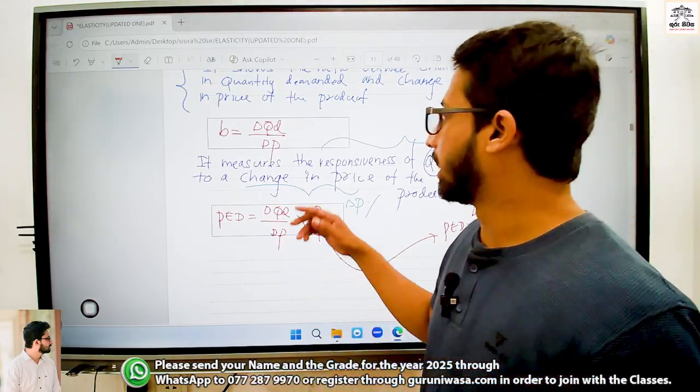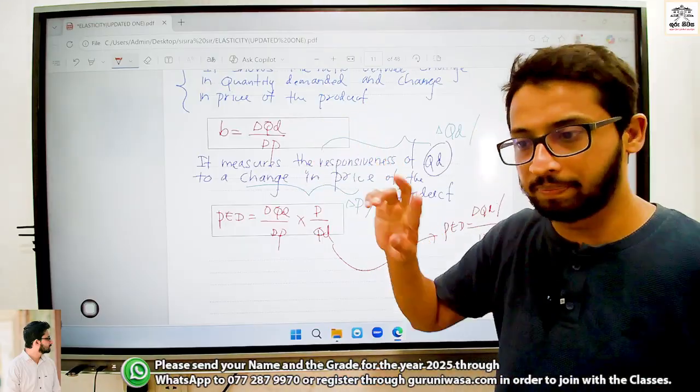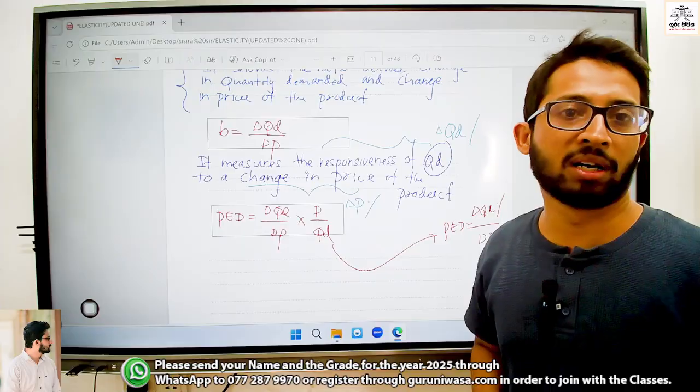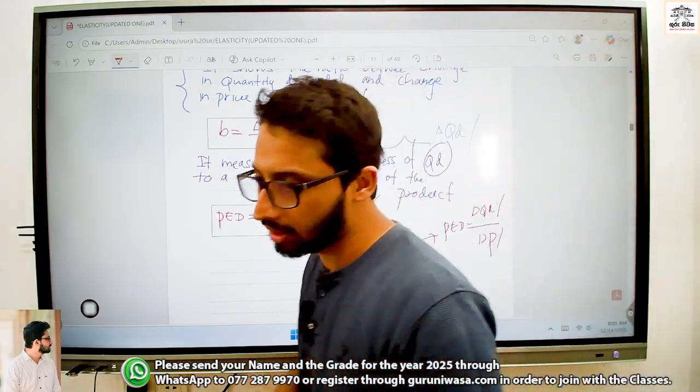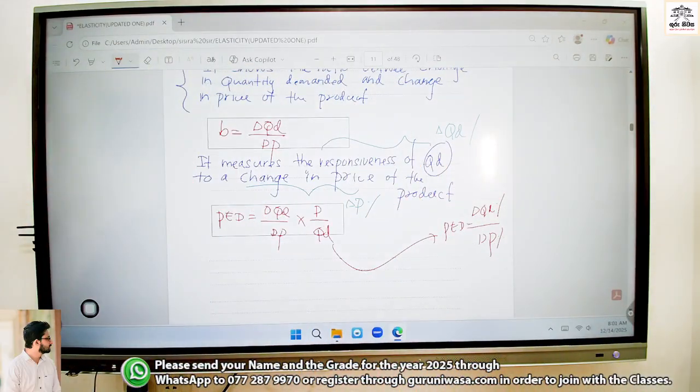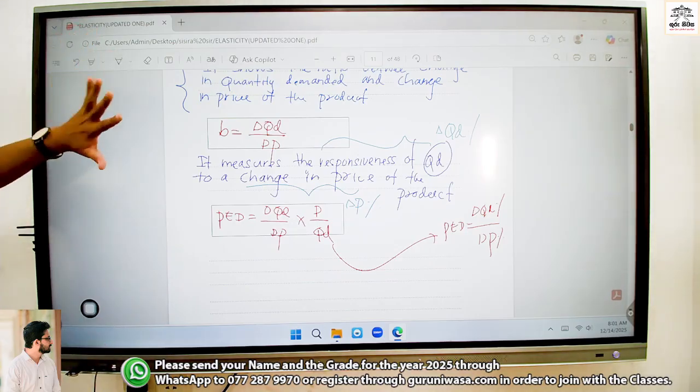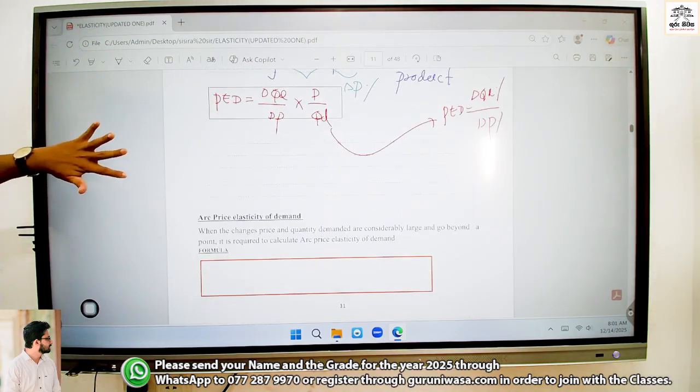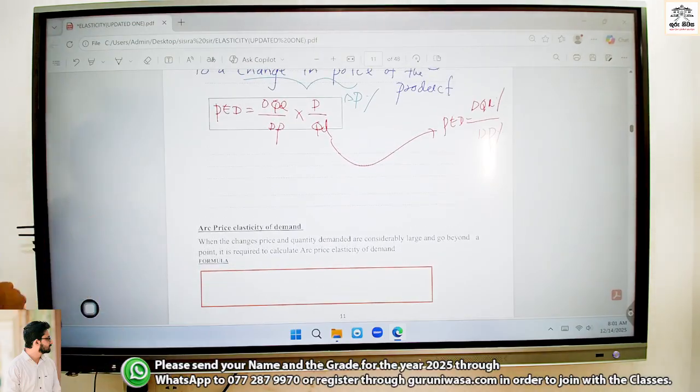Right. That is the main difference between PED and the slope of the demand. Clear? Yes, sir. Right. Then the relationship. Now you know the difference. Write down the relationship.